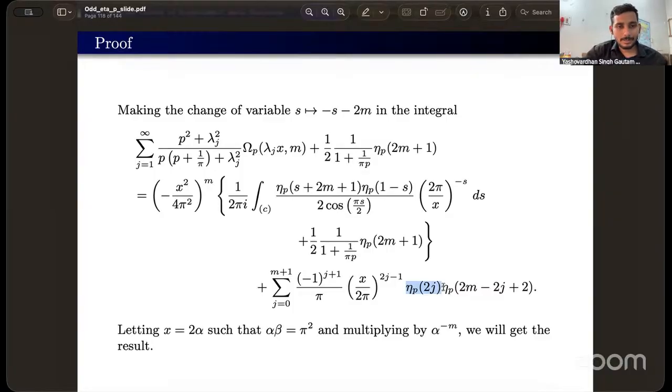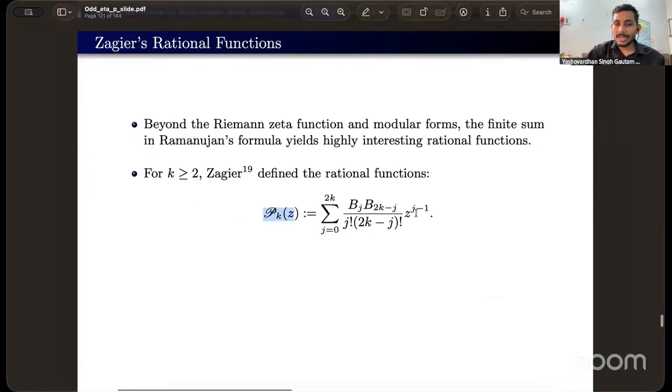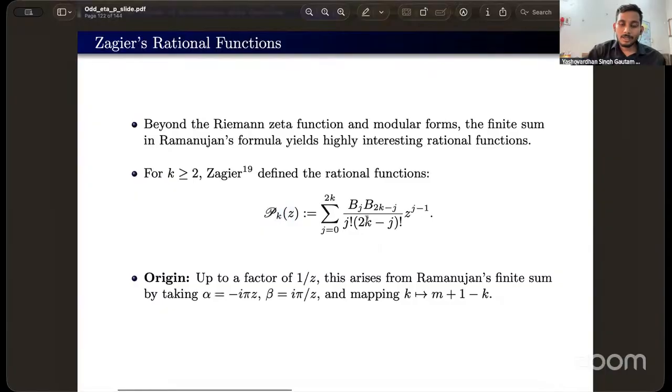Next we move to one more interesting thing that we know as the Ramanujan polynomial, where we have a finite sum on the right-hand side of the Ramanujan formula for odd integers. Zagier studied this rational function p_k of z, and we can get this function from Ramanujan's formula itself. If we change alpha to minus pi i z and beta to pi i z, and re-index that summation, we come to this relation.